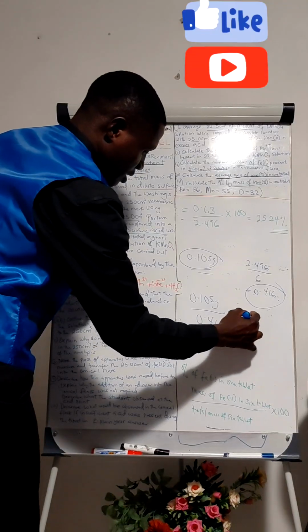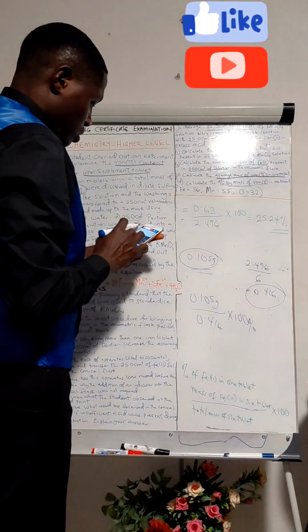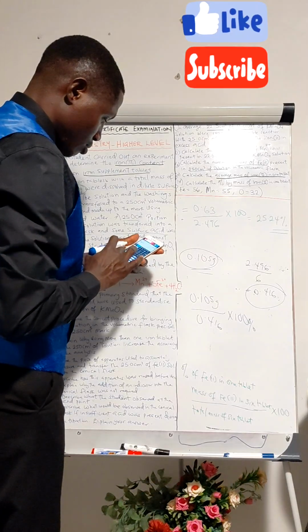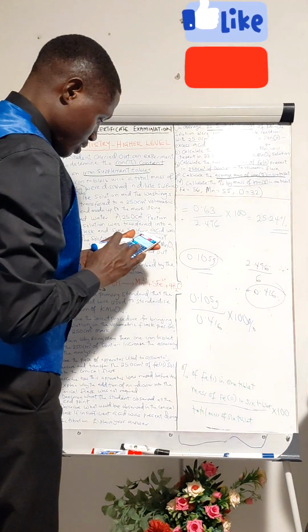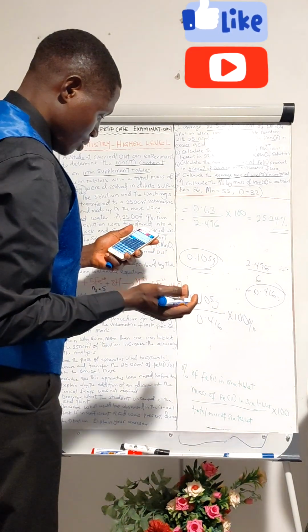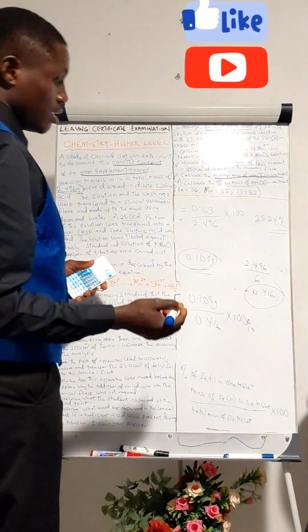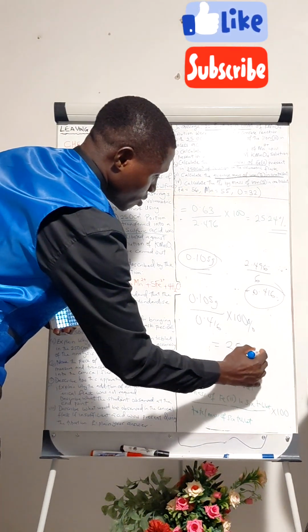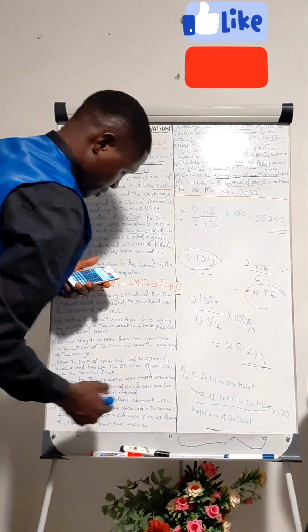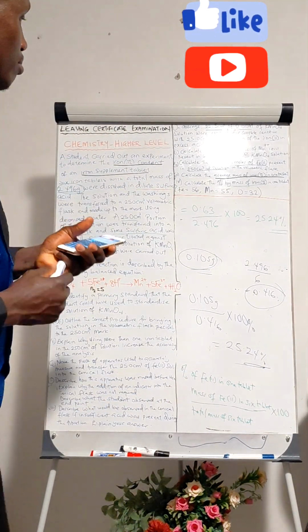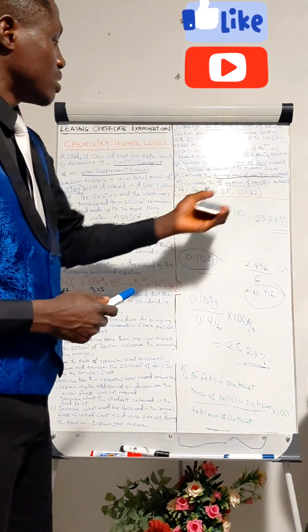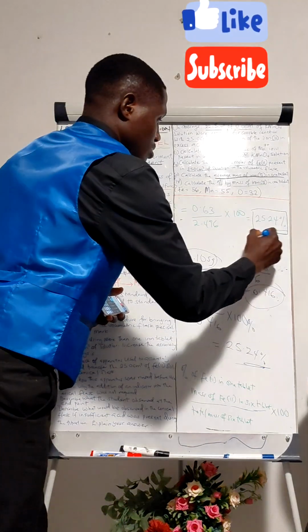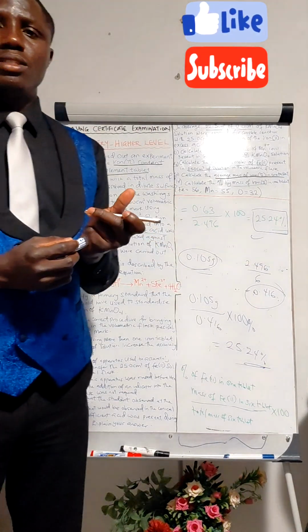Let's see if that is correct. See, we get the same answer. So that's the two methods. We are still going to have 25.24%. So the percentage amount of iron in one tablet is actually this. So that's that about today's class.